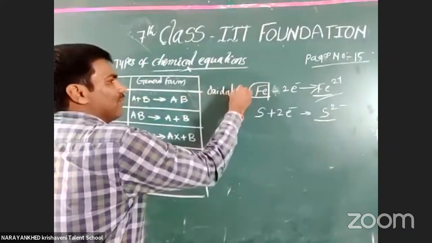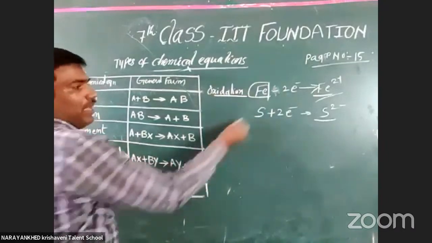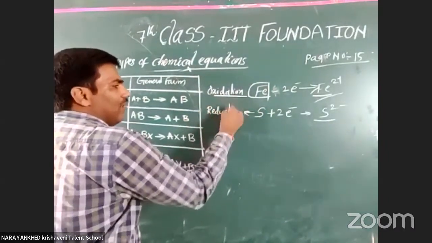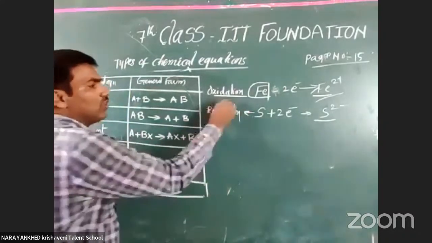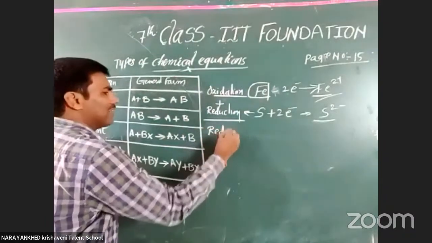Understood, all the students? Now, loss of electrons is called what? Oxidation. Gain of electrons is called what? Reduction. Understood or not, all the students? Both combined together are called what? Redox reactions.